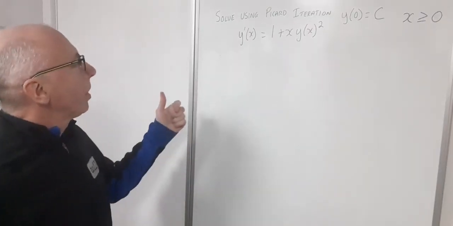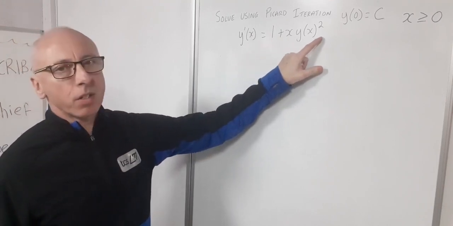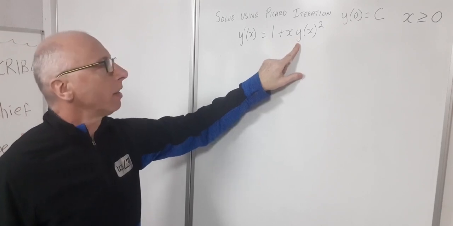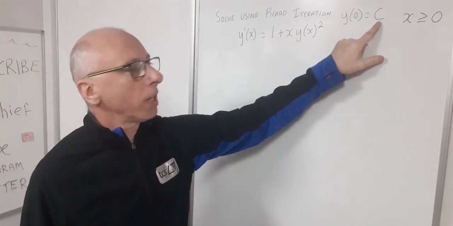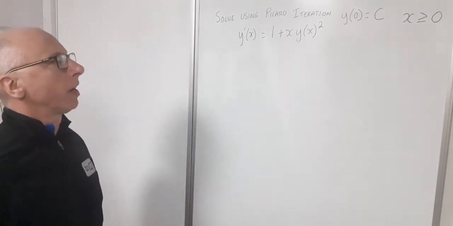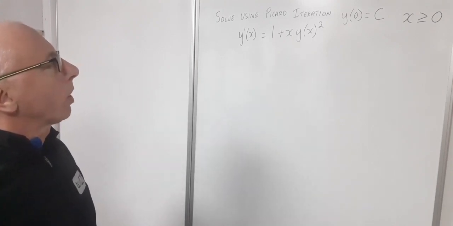Okay, so we've got a differential equation here. Y prime of x equals 1 plus x y of x squared, where x is our independent variable and y depends on x. I've got an initial condition here, y of 0 equals c, and x is greater than or equal to 0. Okay, now how are we going to go about solving this?